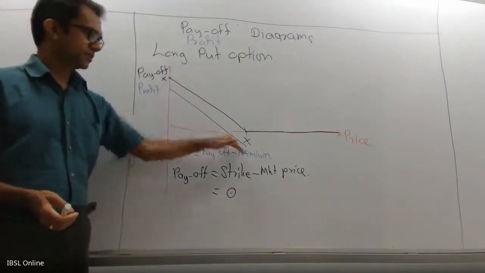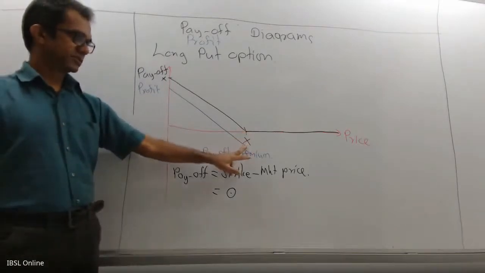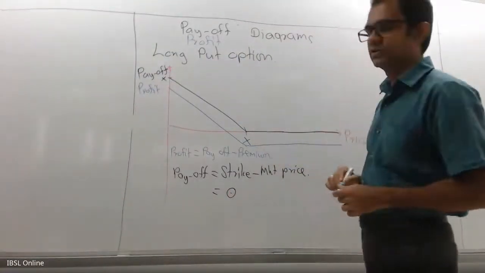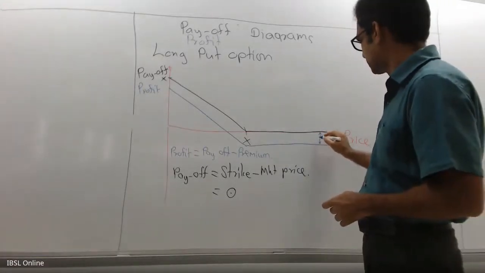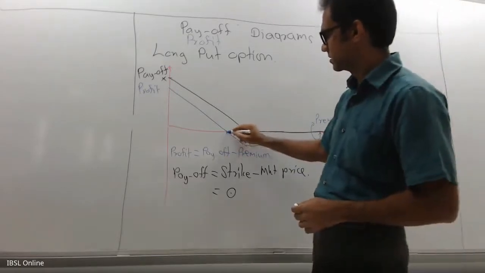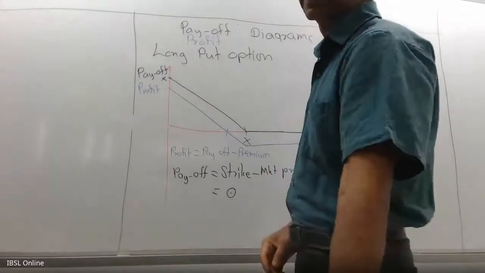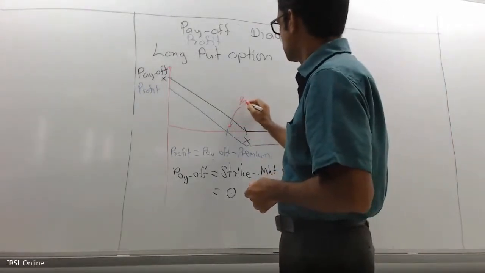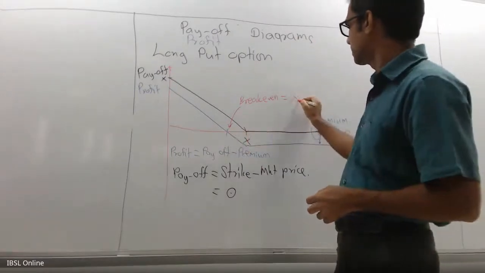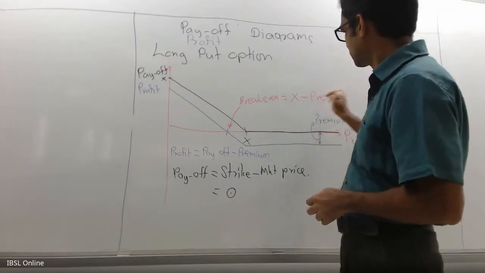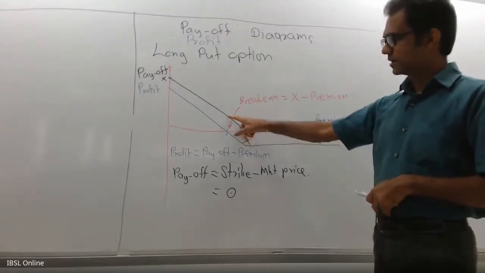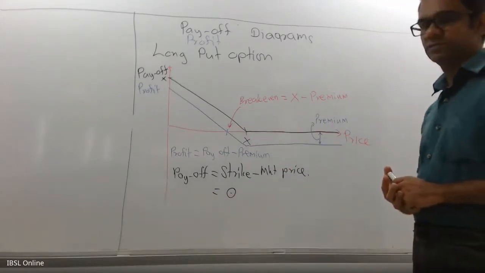When the market price increases, profit goes down. When the market price equals the strike, you will incur the maximum loss. And beyond that, it will be flat. What is this difference? That equals to, and this is again the break even. Break even price equals X minus premium, strike price minus premium. That is the payoff diagram and the profit diagram for a long put option.